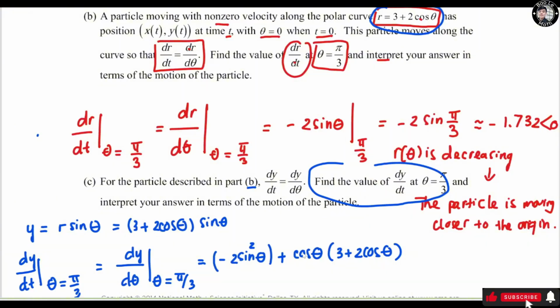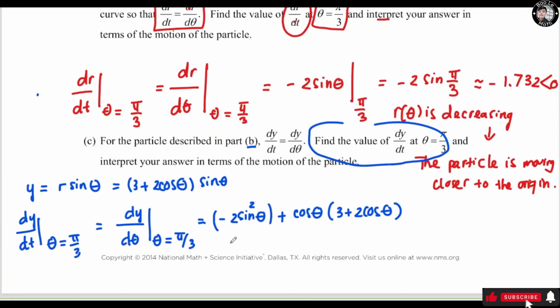And we substitute pi over 3 over here. So we have negative 2 sine of pi over 3, all together squared, plus cosine of pi over 3 times (3 plus 2 cosine of pi over 3). Now we're going to pull up the calculator.